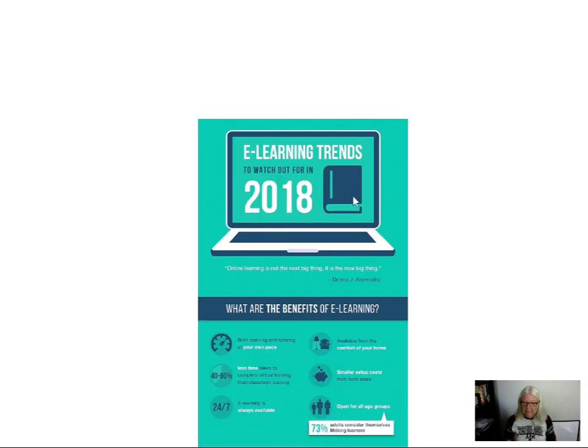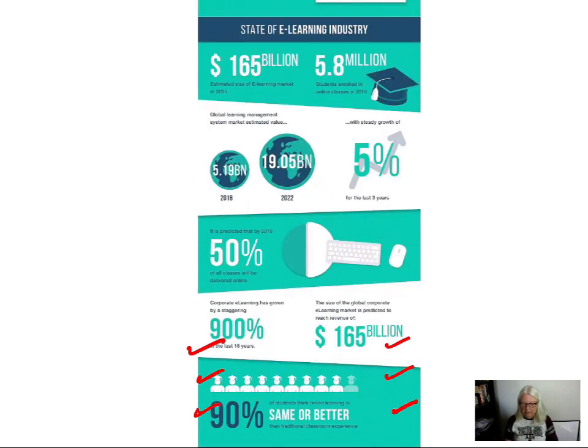So some more trends I found. One of the benefits of e-learning, okay, since you're e-learning right now, you may agree with this: e-learning and tutoring at your own pace. I mean, you're doing this on your own time. Less time to complete virtual training than classroom training. E-learning is always available 24/7, available from the comfort of your home. Similar setup costs, and open for all age groups. And also many different types of people, different learning styles, can benefit from e-learning.